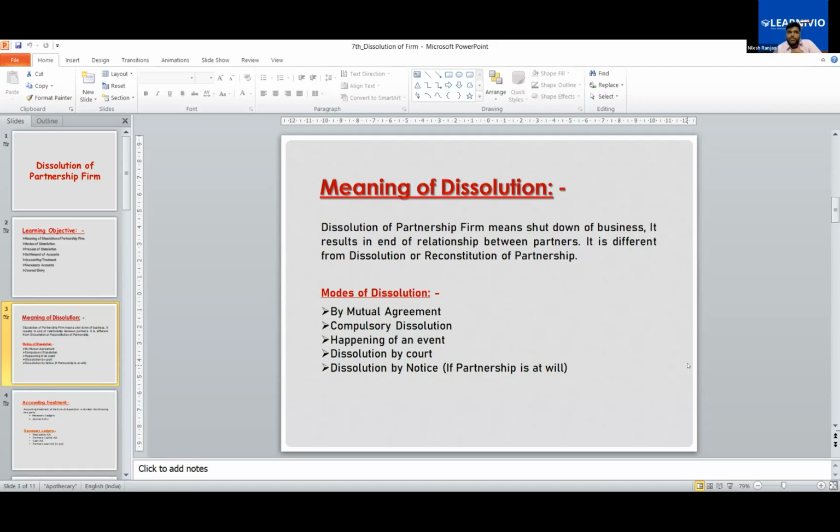Let's say there is a partnership business in Bihar. Four people were running a business of liquor. You understand?